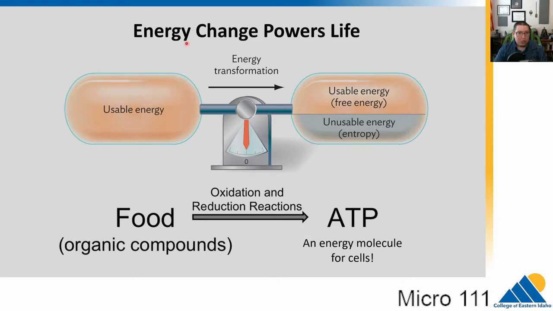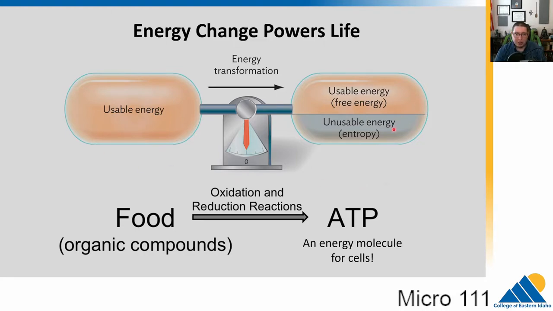So in life, we start with some form of usable energy. For our purposes, think of that as food, right? For us, that's organic compounds coming in. There are a set of reactions that are going to take that organic food and transform the energy. Some of that energy is going to be usable. You're going to be able to use that to do work, but some of it is lost to entropy. So there's always loss in these reactions. For us, we take the food, we do a series of reactions called oxidation-reduction reactions, which we'll come to, and then we convert that into ATP, which is our molecule of energy for the cells, as we saw, adenosine triphosphate. This is never 100% efficient, so you always lose a little bit in this process.